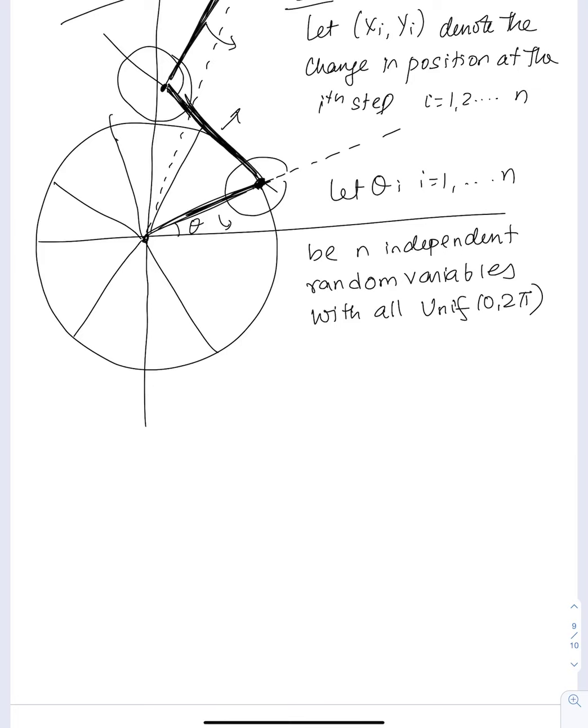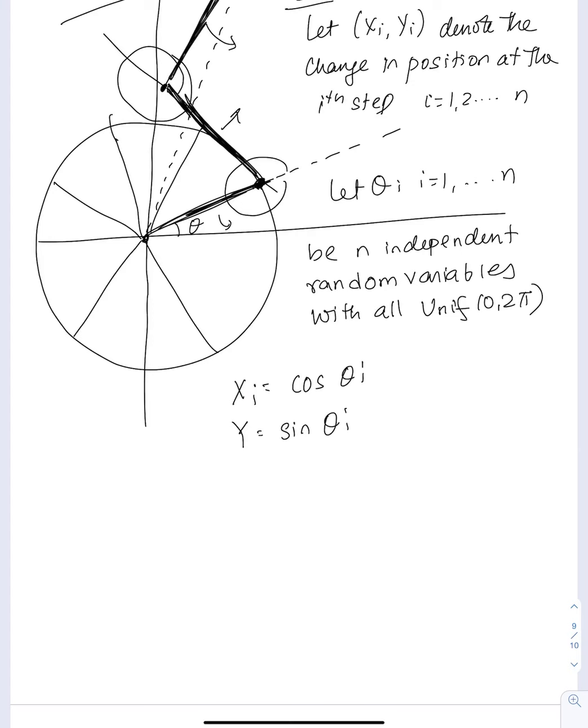And what will xi and yi be? Well, xi, you take a look, what will that be? Depending on what angle you pick, that'll just be cosine theta i, correct? And yi will be sine theta i. Okay.